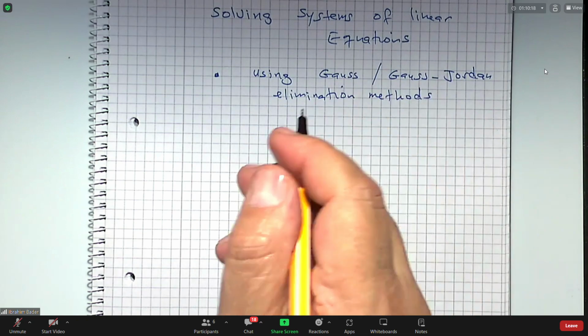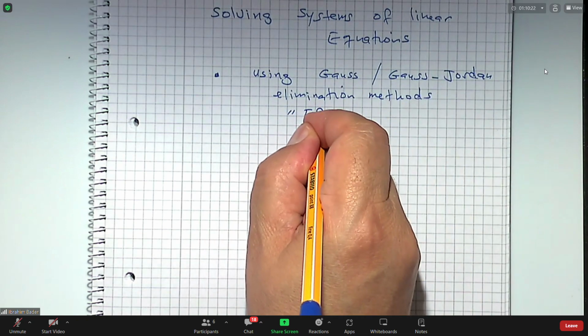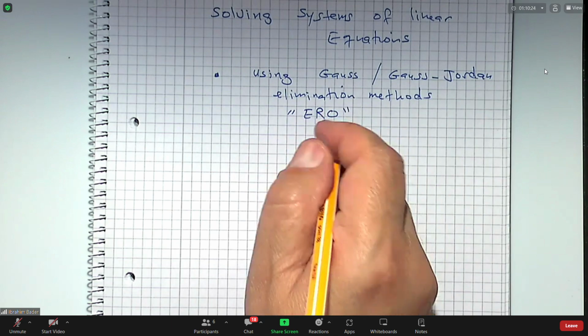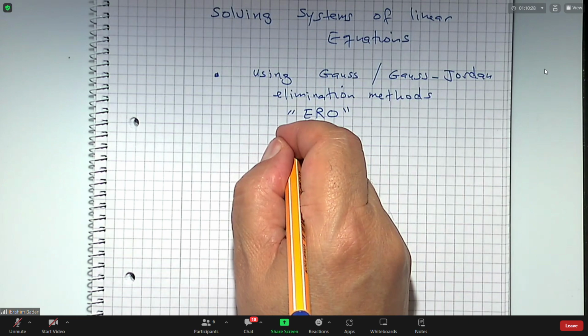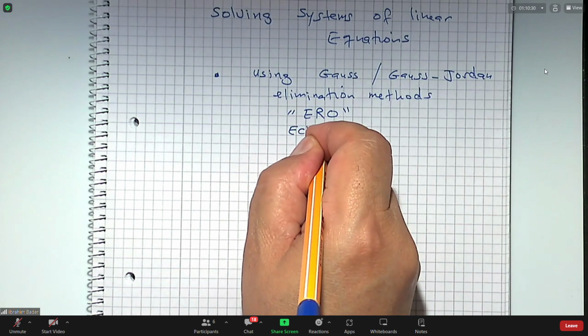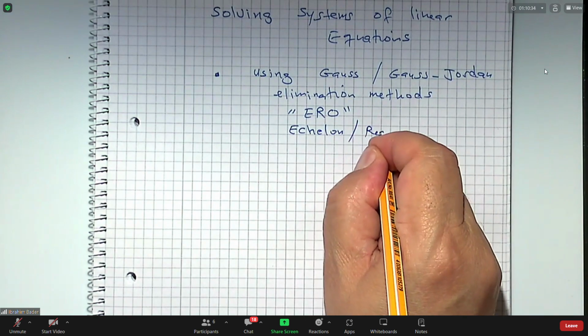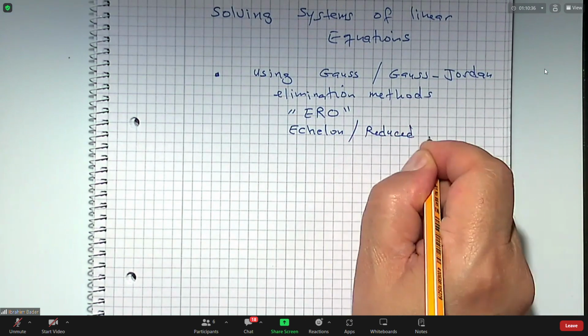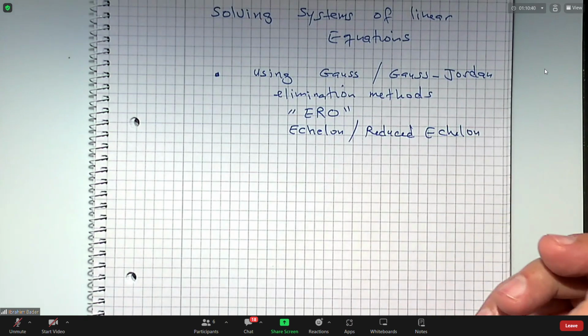Okay, so you remember there, we use the so-called elementary row operations, and related to this, we obtain the so-called echelon form or the reduced echelon form, or echelon reduced form, as it's sometimes referred to.